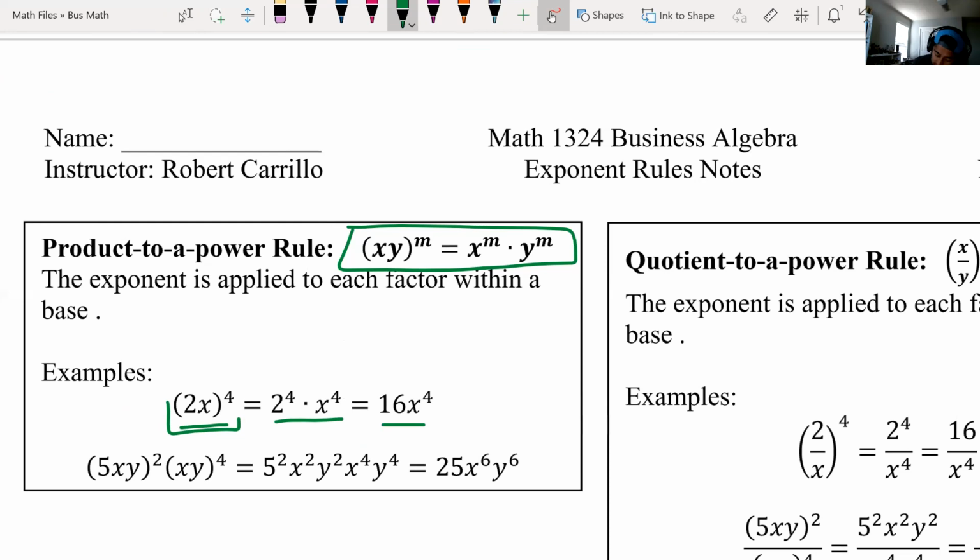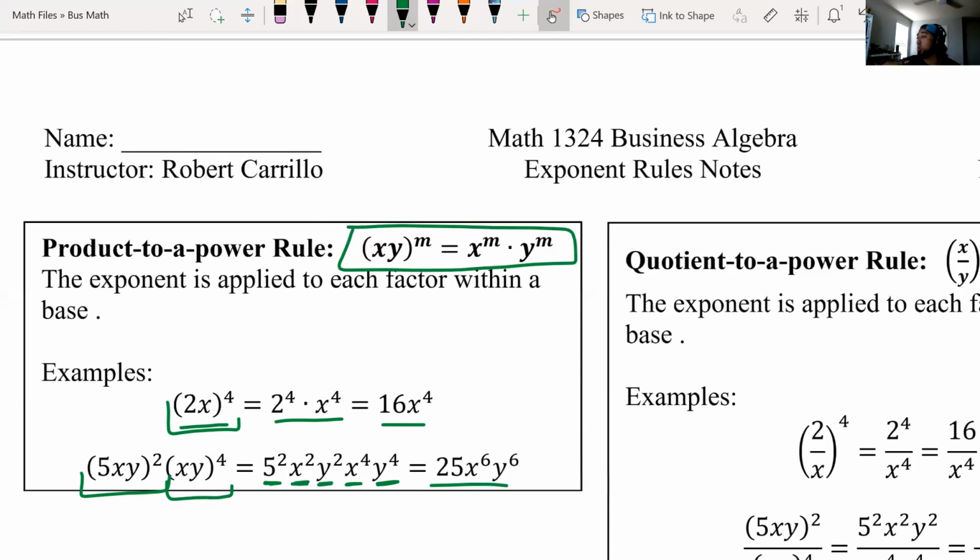Okay, next is 5xy squared, which if you raise each term to the second power, you'd have 5 squared, x squared, y squared. And then xy to the fourth, you're going to get x to the fourth, y to the fourth. And of course, if you simplify, you'll get 25x to the 6th, y to the 6th.